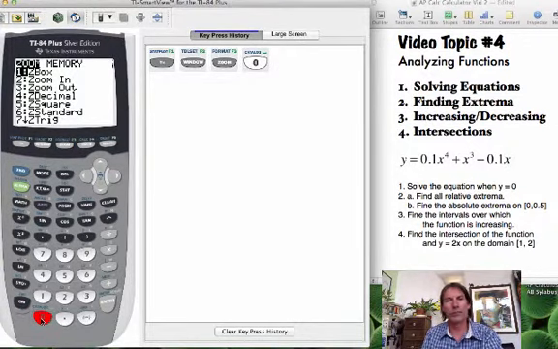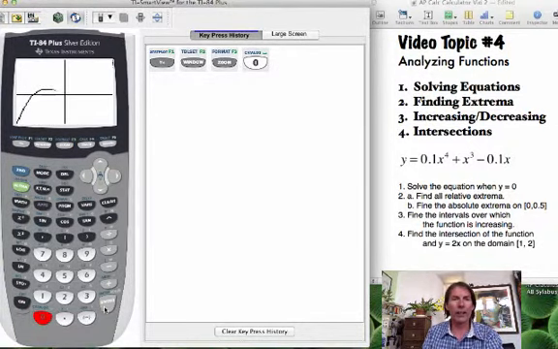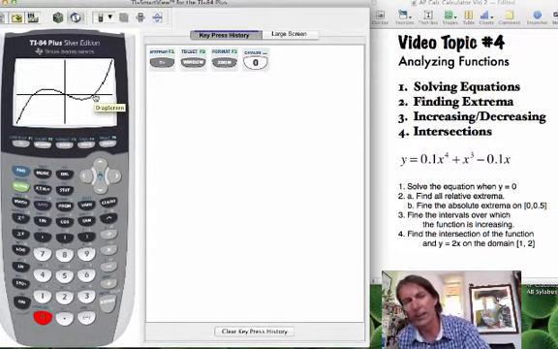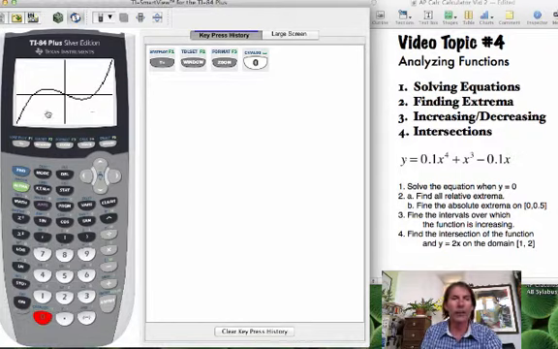Okay, zoom 0. And when I do that, I get a pretty good look at that, and I can see that there's 3 places. It looks like there's 3 places where the graph is 0. That means that there's going to be 3 zeros on that interval, and we're going to find them. So the first one we're going to find is this one right here.